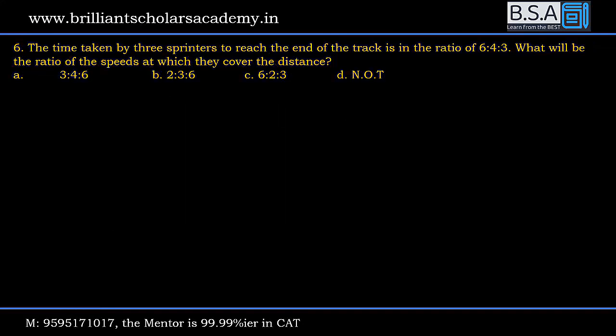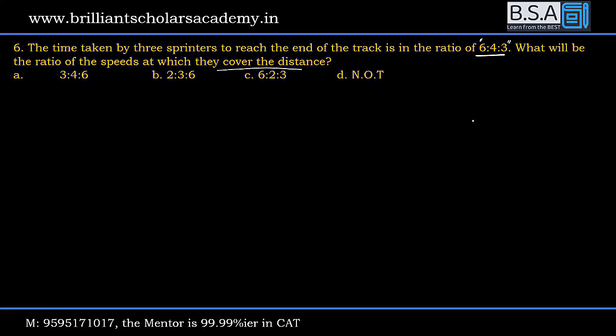Moving on. The time taken by 3 sprinters to reach the end of a track is 6:4:3. What will be the ratio of the speeds with which they covered the distance? This is the ratio of their time.